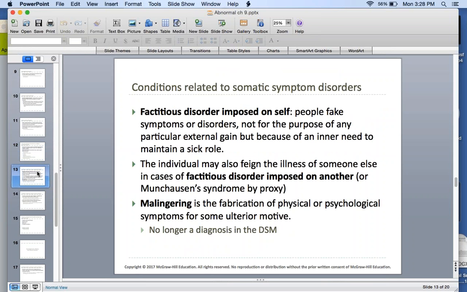So we also have these conditions related to somatic symptom disorders. Now, the first one is called fictitious disorder. So fictitious, like fiction, fictitious disorder imposed on self. Okay, so people fake symptoms or disorders. So they make themselves sick, or they shave their own heads. They do things for the purpose of some sort of external gain because of this inner need to maintain a sick role.